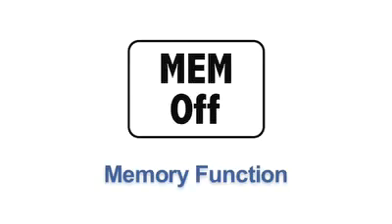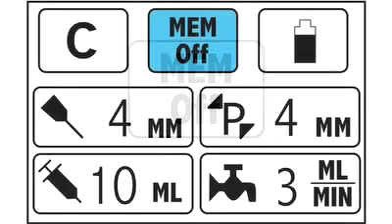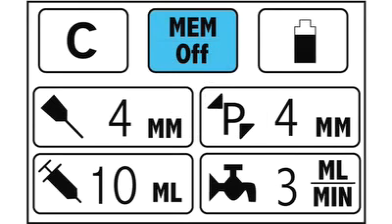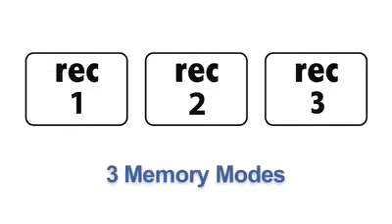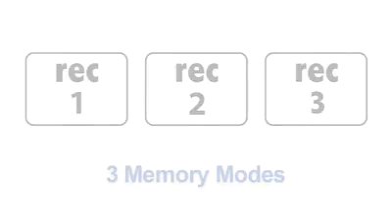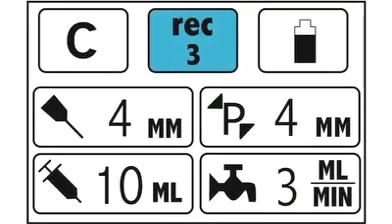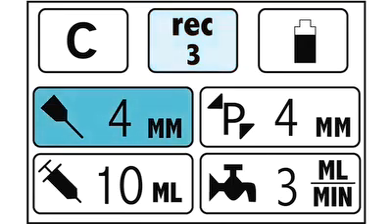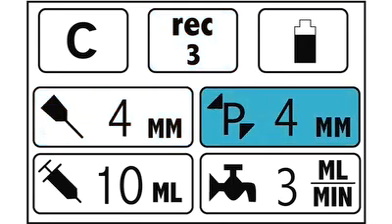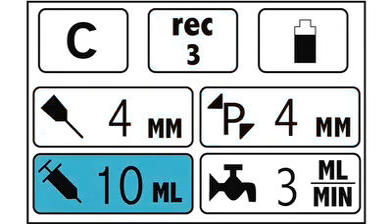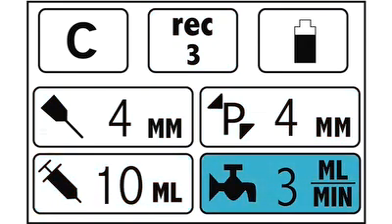Memory mode is only to be found in continuous injection mode. The menu symbol is MEM off. Enter the memory menu and select one of the 3 possible recordings. Select parameters wanted for needle type, penetration depth, syringe type, and injection speed.